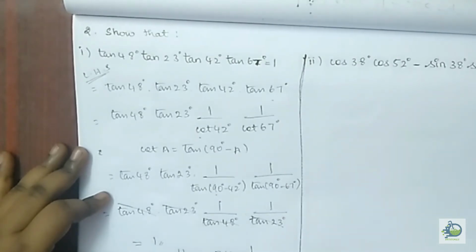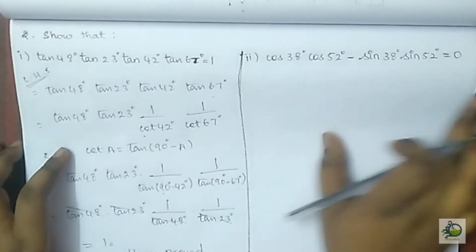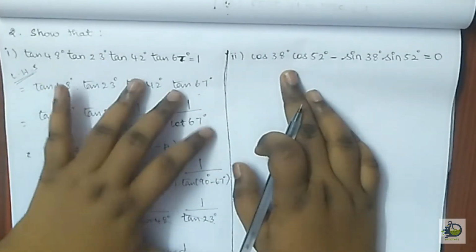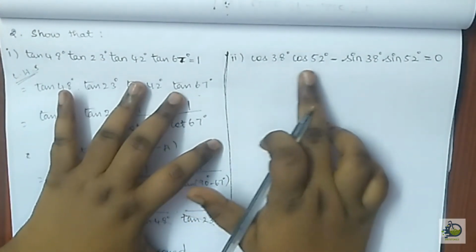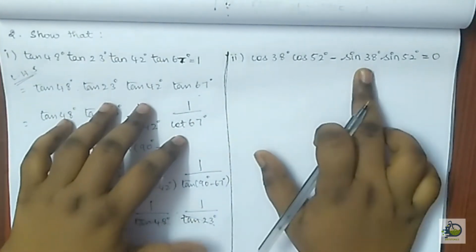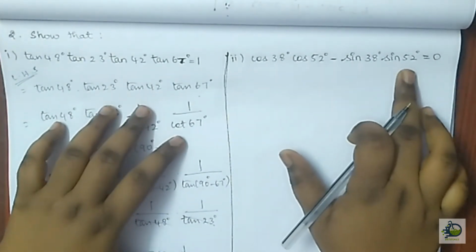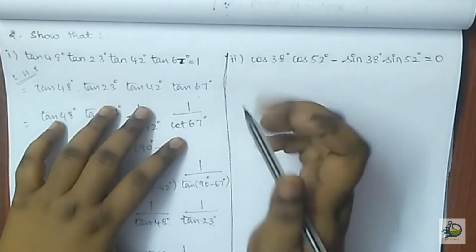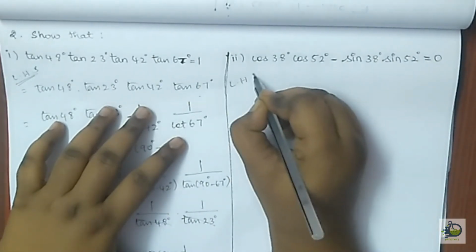Hence proved. Okay, now let's move on to the second subdivision. The question is cos 38 degrees multiplied by cos 52 degrees minus sin 38 degrees multiplied by sin 52 degrees must be equal to 0. Here we are going to take the LHS.